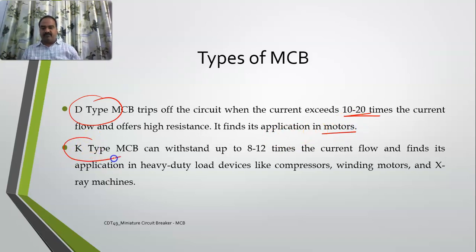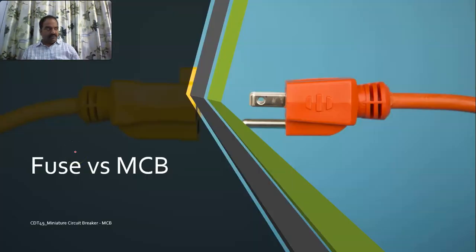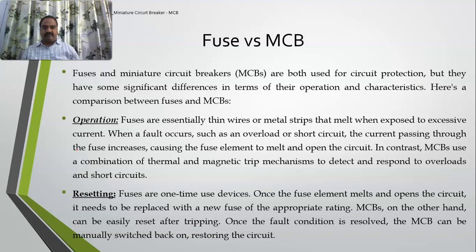And for the intermediate one, we use the K-type, which is generally used for 8 to 12 times. At 8 to 12 times the rated current, it will automatically trip off. So for compressors, parts of motors and extreme machines, we will be using K-type, which is a little bit more advanced one. Now, when you compare a fuse and an MCB, both are used for circuit protection.